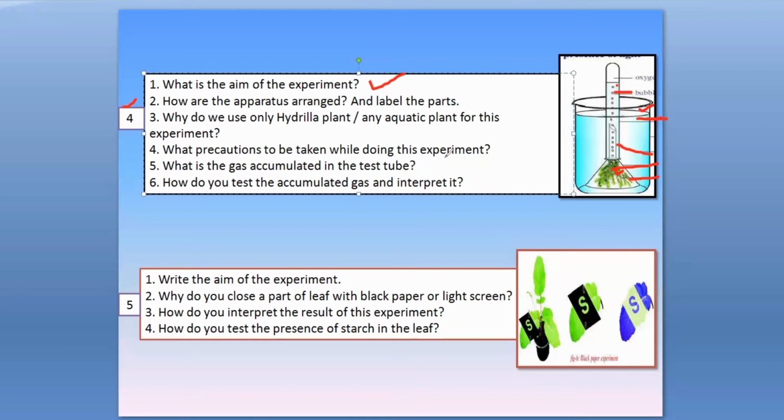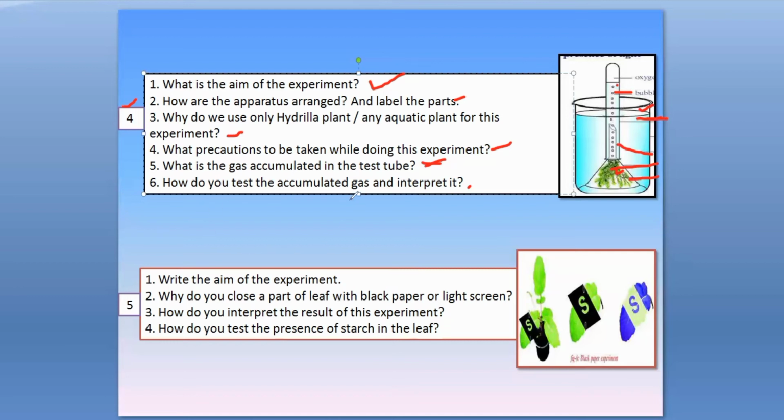So, after collecting sufficient gas bubbles, lifting the test tube from the beaker must be done very carefully. That is most important. And what is the gas accumulated in this test tube? The main gas accumulated in the test tube is oxygen. Oxygen is accumulated in the form of bubbles.